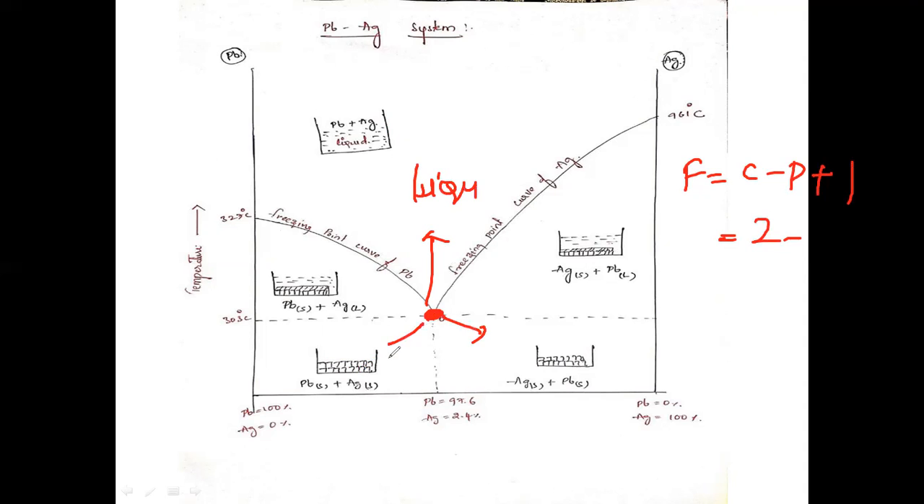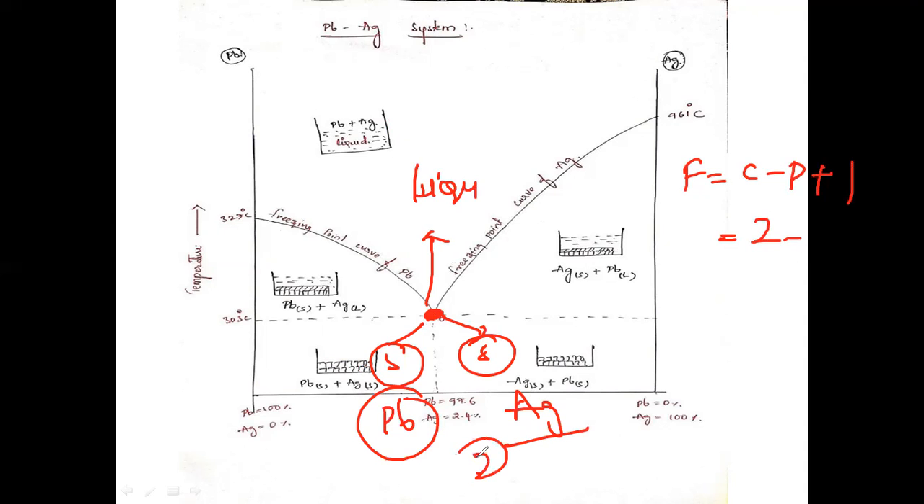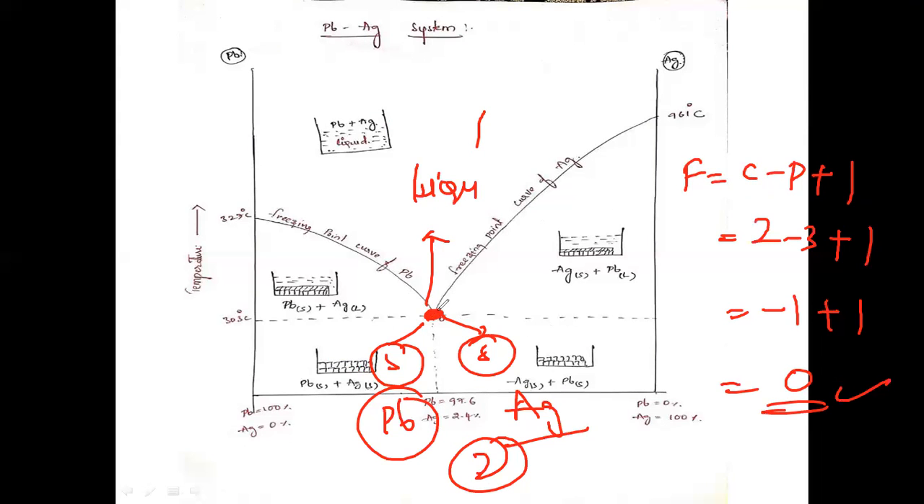And below, this is a solid phase, and this is also a solid phase: lead as a solid and Ag as a solid. So these are the two phases, and above one phase is there, so totally three phases. That is 2 minus 3, which is minus 1, plus 1, which is 0. That means at this particular point the degrees of freedom is 0.